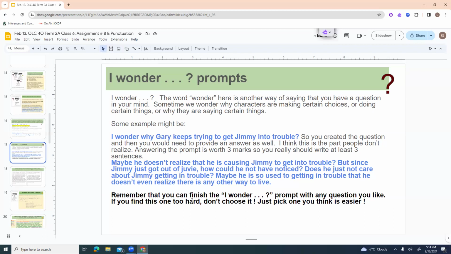So here's my answer. Well, maybe he doesn't realize that he's causing Jimmy to get into trouble. But since Jimmy just got out of juvie, how does he not notice? Does he just not care about Jimmy getting into trouble? Or maybe he's so used to getting into trouble that he doesn't even realize there's any other way to live. So remember, you can finish the I wonder prompt with any question you want to. Like I said, if you find this one too hard, don't choose it. Just pick a prompt that you like better. You've got 13 choices. You don't have to pick the hardest ones.